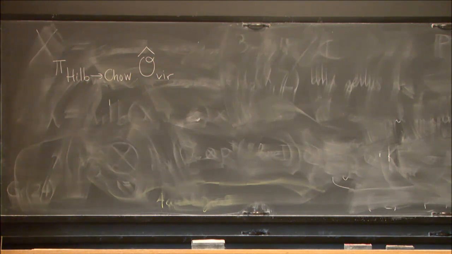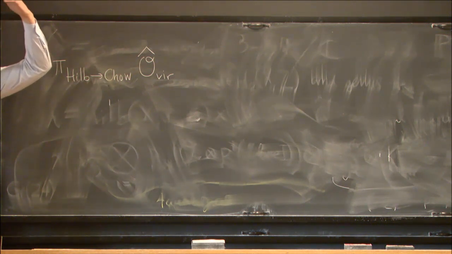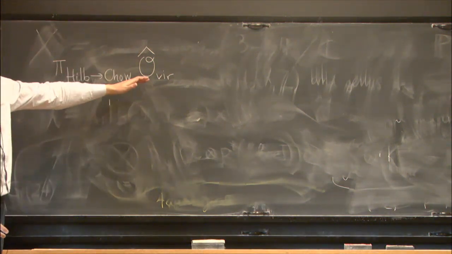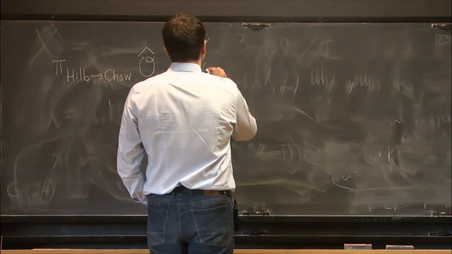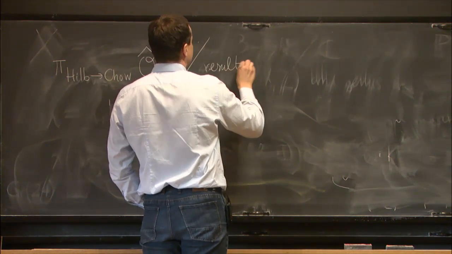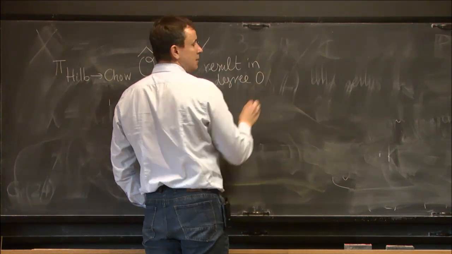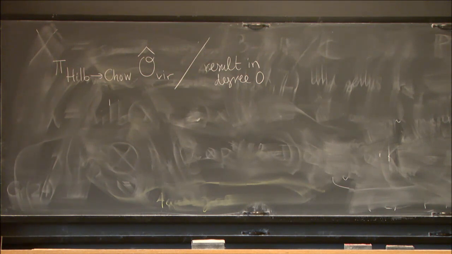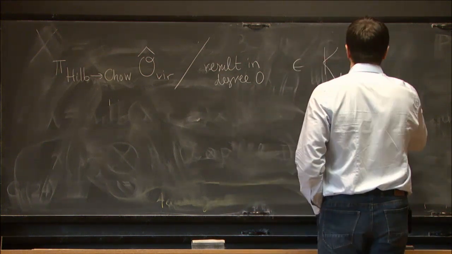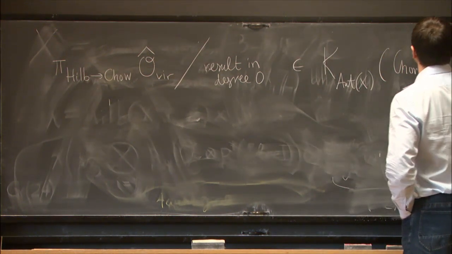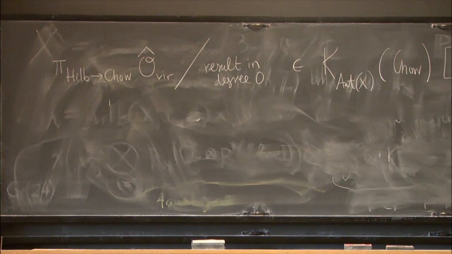And so now it makes sense, since the number of points, all possible genus, everything got collapsed under this map, I can now divide out by what we computed in degree zero. All those points disappear in this map. So this is an element in a completed K-theory of the Chow variety. It's a series in z with coefficients here.